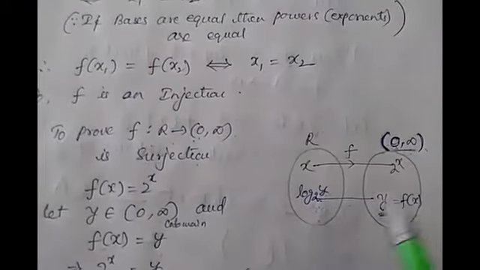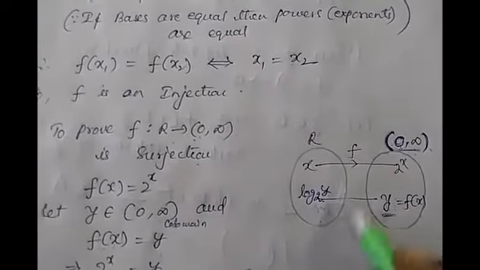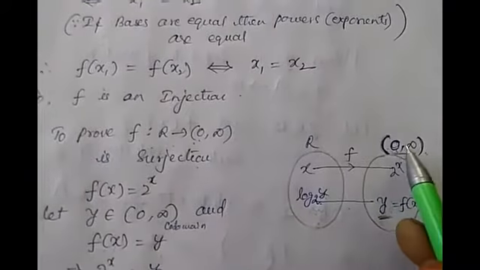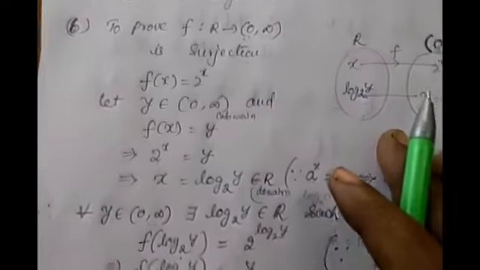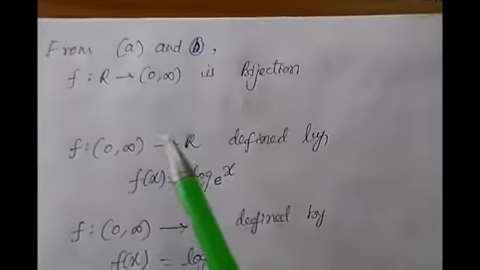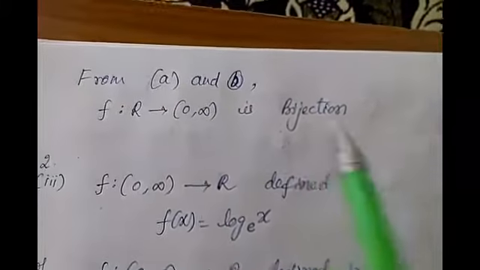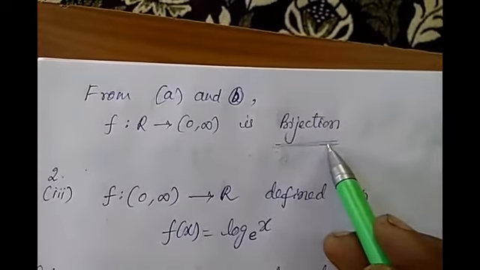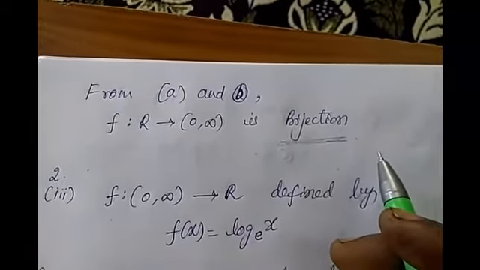So what can we say? That for every element in the codomain, there exists a pre-image in the domain. So we can say that the function f from R to the open interval (0, infinity) is a surjection. Therefore, f is a surjection. From A and B, f from R to the open interval (0, infinity) is a bijection. By the definition of bijection, what do you know? If any function is both one-one and onto, then that function is said to be a bijective function.